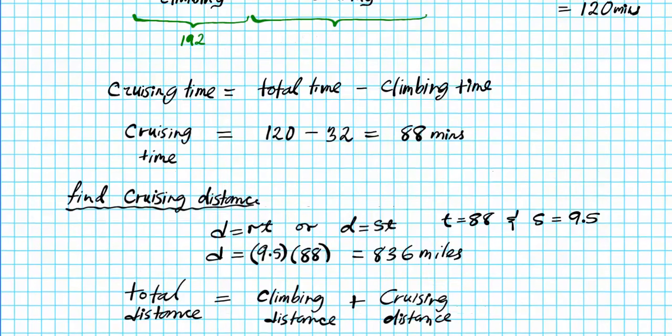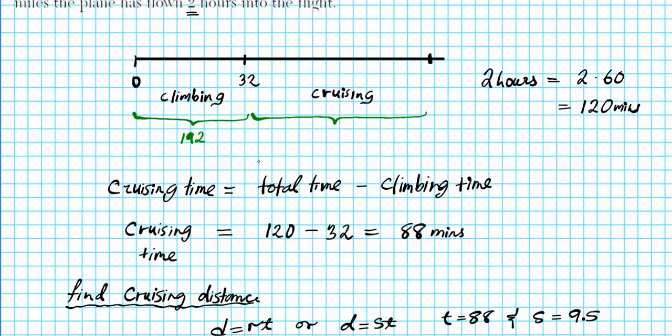That's 1,028 miles, 2 hours into the flight. Let me just give you a visual. Climbing is 192, cruising distance was 836. So total distance is just the sum of these two. That's how we got 1,028 miles.